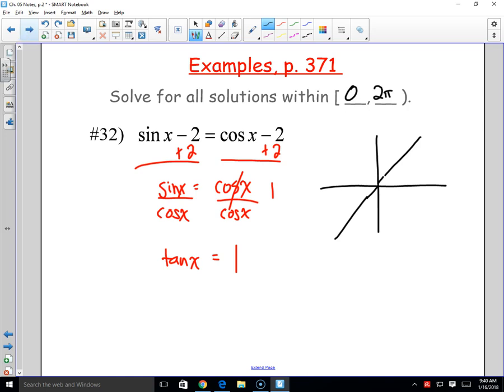A 45 is what kind of radian? Pi over 4. Cut the circle down into fours: 1, 2, 3, 4. So that's going to be pi over 4, and 5 pi over 4. Keep going? No, just 0 to 2 pi. We can't keep going around, or else we're going to be too big.